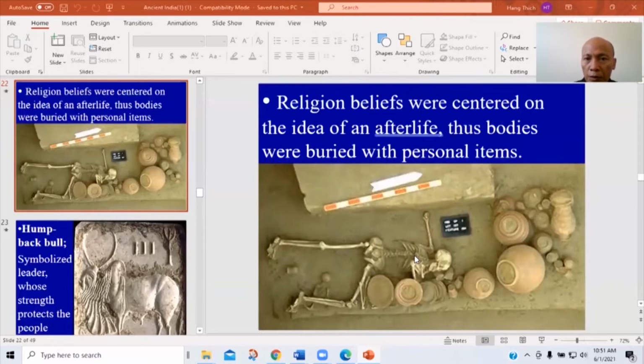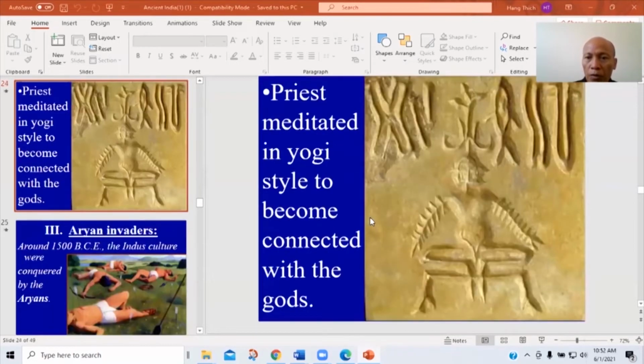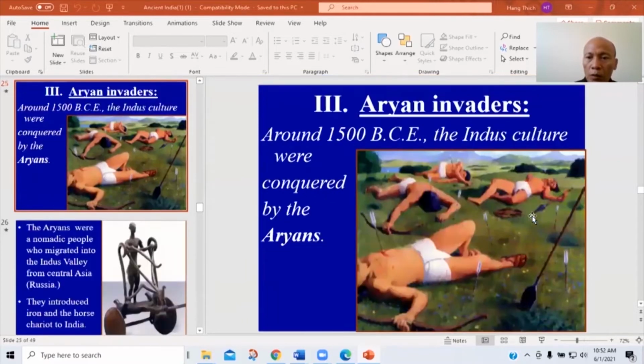Religious beliefs were centered on the idea of an afterlife, so the dead were buried with personal items. You can see the skeleton and other artifacts. The humpback bull symbolizes the leader, the strength that protects the people. And the priests have this symbol, meditating in yogic style to become connected with their own God.